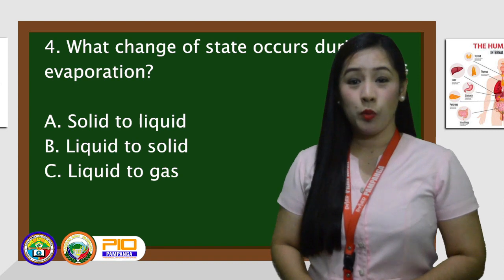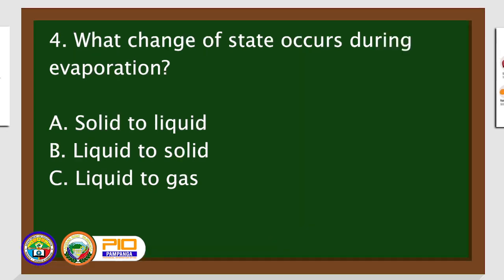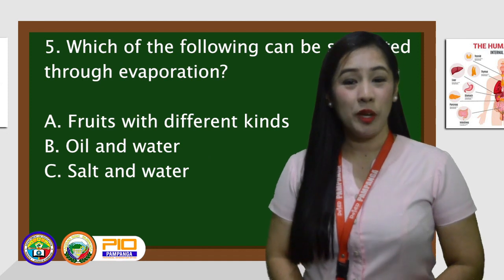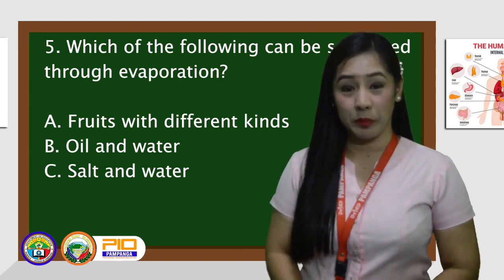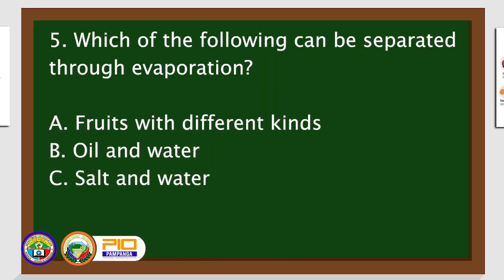Number 4, what change of state occurs during evaporation? A. Solid to liquid, B. Liquid to solid, C. Liquid to gas. Number 5, which of the following can be separated through evaporation? A. Fruits with different kinds, B. Oil and water, C. Salt and water.